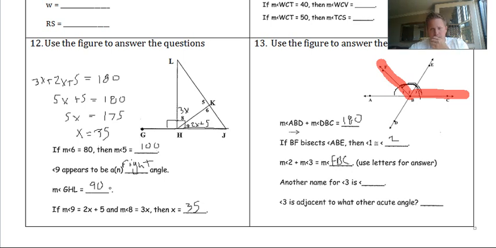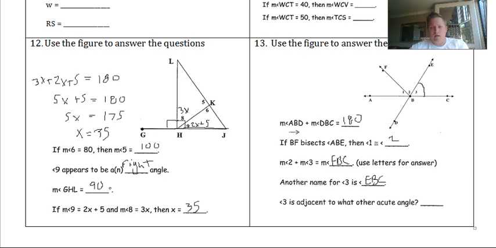Another name for angle 3 is, again, let's use letters. So you have different ways to label it. You can label it with a number, like how it says angle 3, or we can label it with letters, and we're going to say EBC, because it's talking about this angle that we have right here.